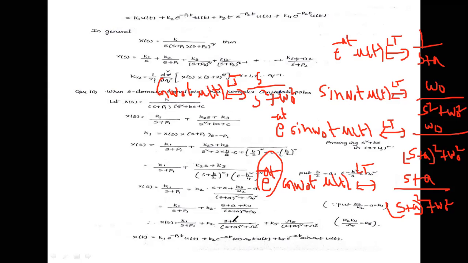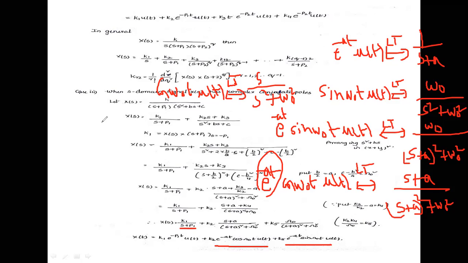To get the inverse Laplace transformation, s plus a by (s plus a) whole square plus omega naught square means e power minus a t cos omega naught t. And here the s plus a only is e power minus a t mu of t. And now you can see here, omega naught by (s plus a) whole square plus omega naught square is equivalent to e power minus a t sine omega naught t mu of t.